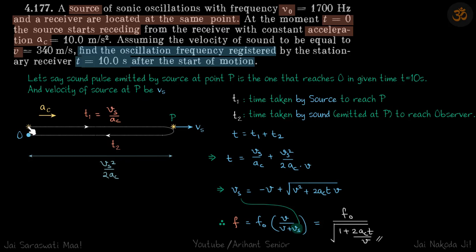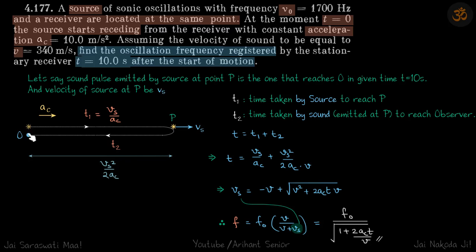We have a source that starts from here, and here we have a stationary observer also. So at t is equal to 0, this source starts from here and moves towards right with an acceleration a_c. We need to find what is the oscillation frequency registered by the observer 10 seconds after the start of the motion.